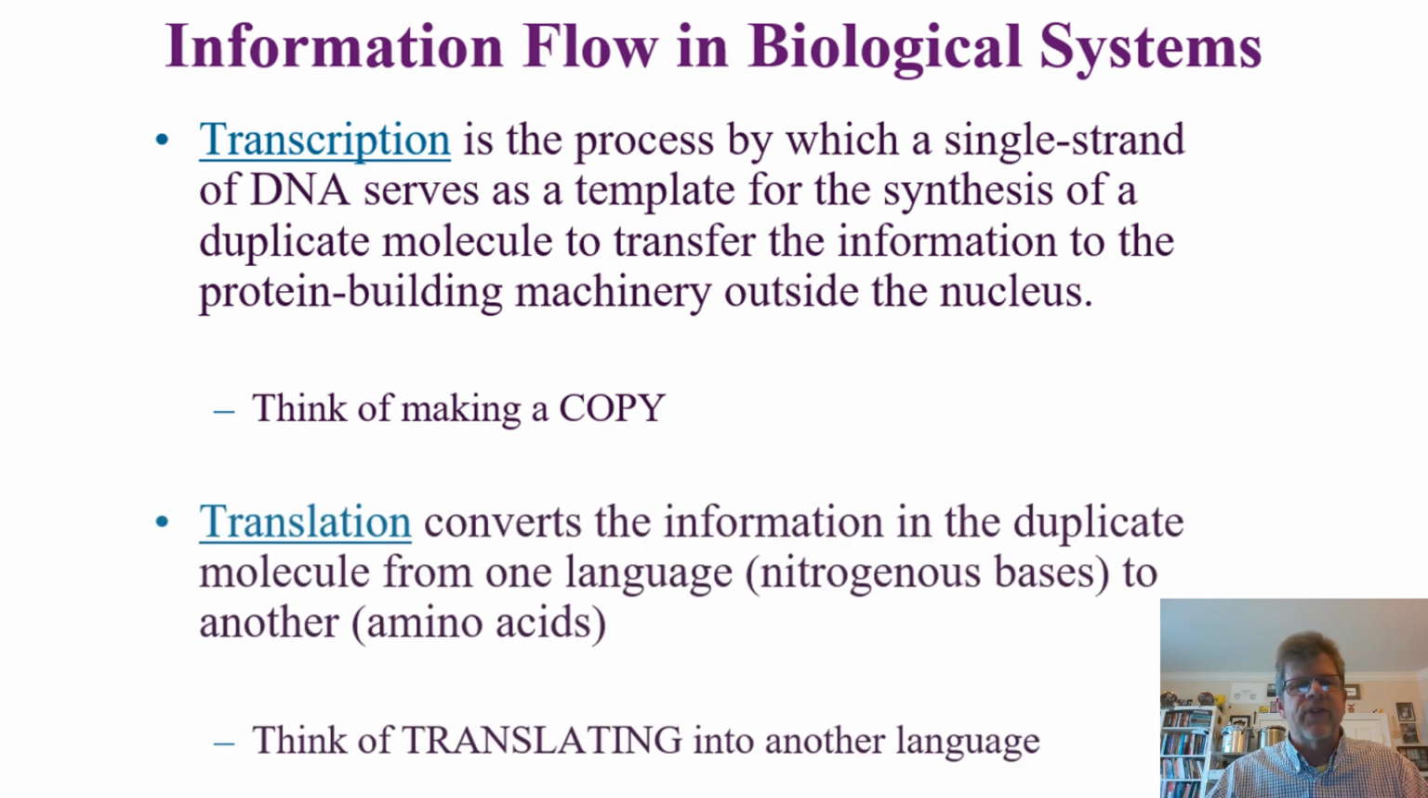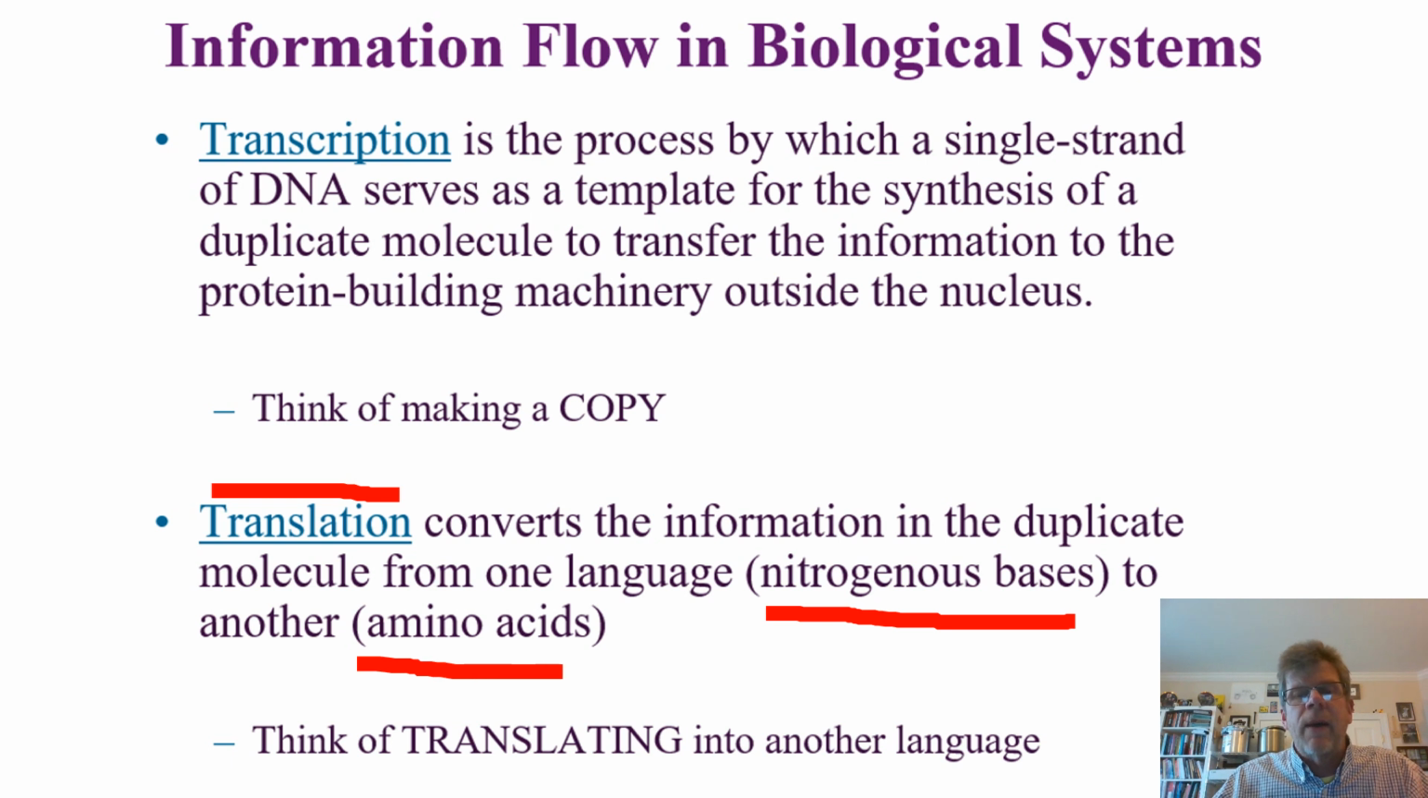And this is the process known as translation. Translation is an intricate process where we convert the information on that duplicate molecule, on that photocopy, from one language, that of nitrogenous bases, A, C, T, and G, into another language, that of amino acids. And we know there are 20 amino acids. So this translation process can be thought of as translating from one language into another. So that's where the term comes from. So how does this occur?